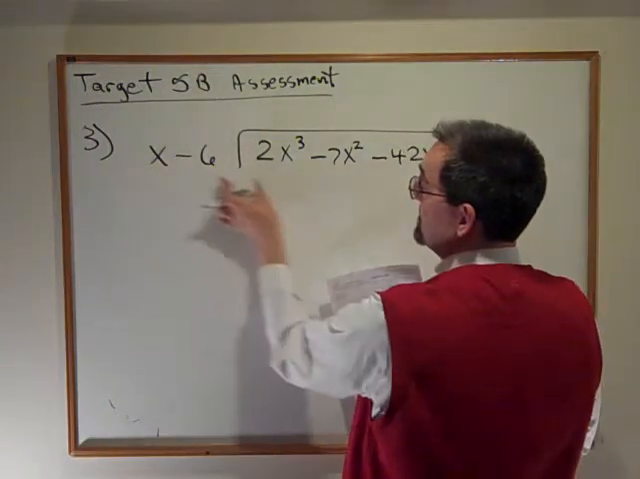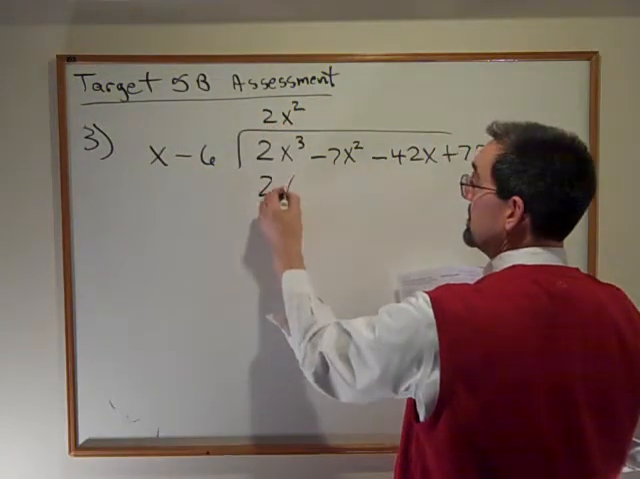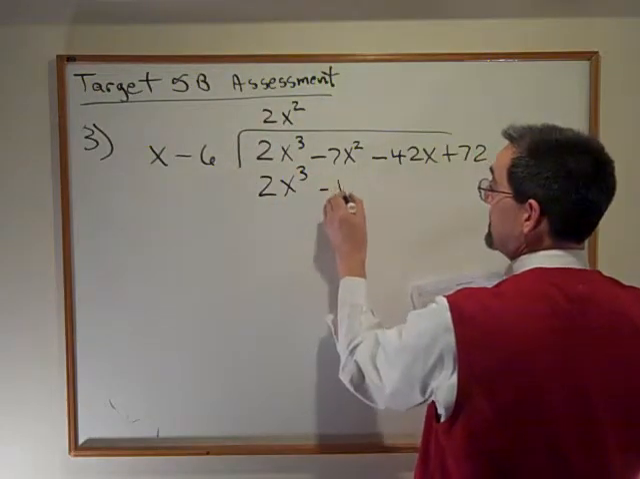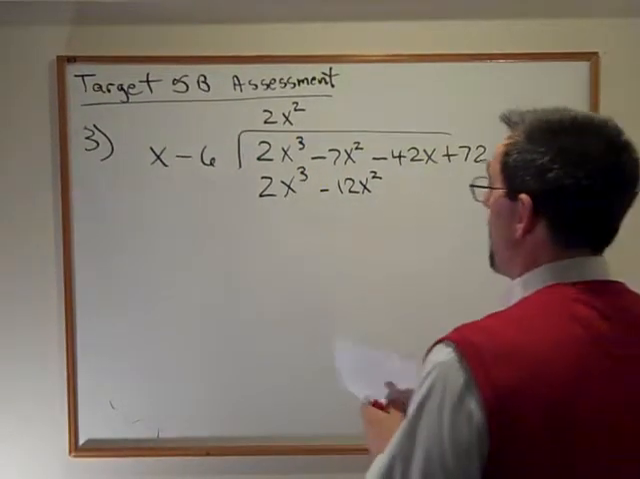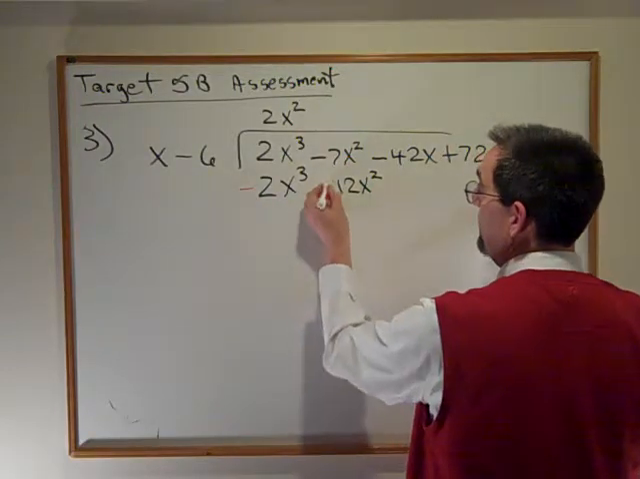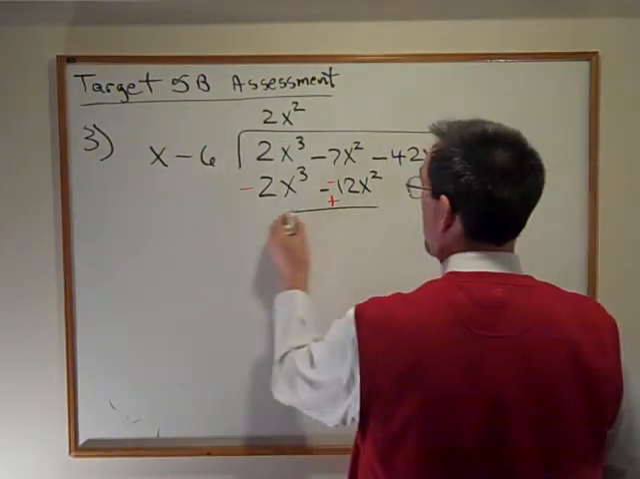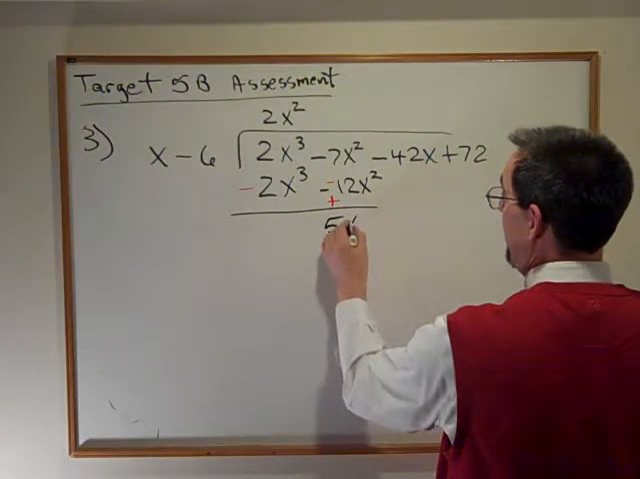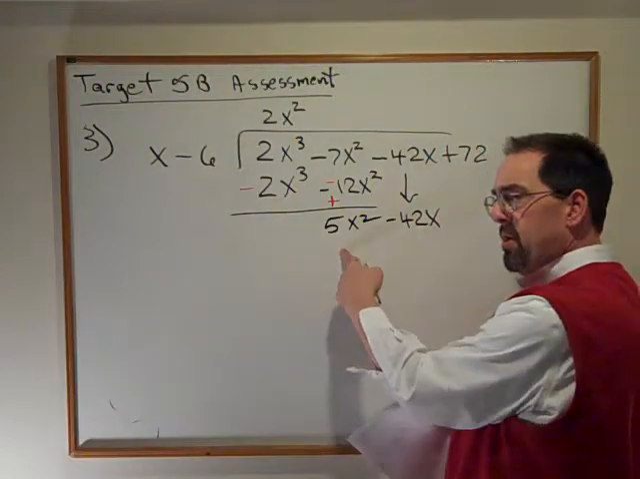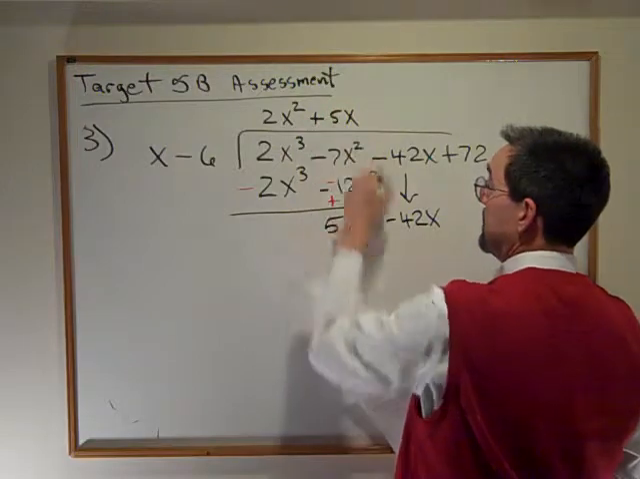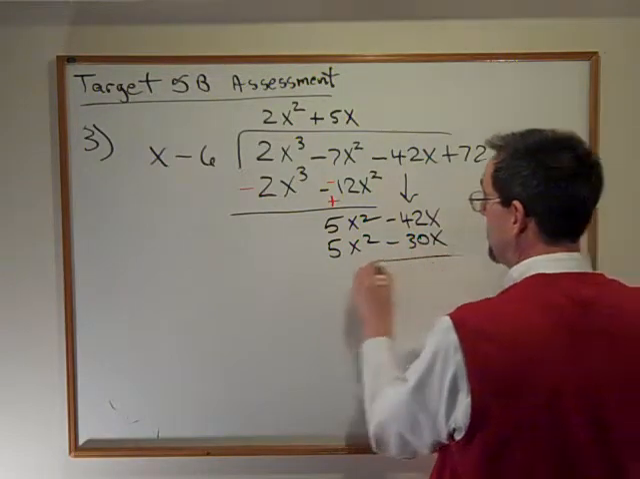The first thing, how many times does x go into 2x cubed? 2x squared times x, 2x cubed minus 12x squared. Now remember, at this point, we need to subtract. When we go to subtract, negative, negative, that makes that one a plus. Draw the line. 0, 5x squared minus 42x. X goes into 5x squared 5 times. 5x squared minus 30x. Draw the line.